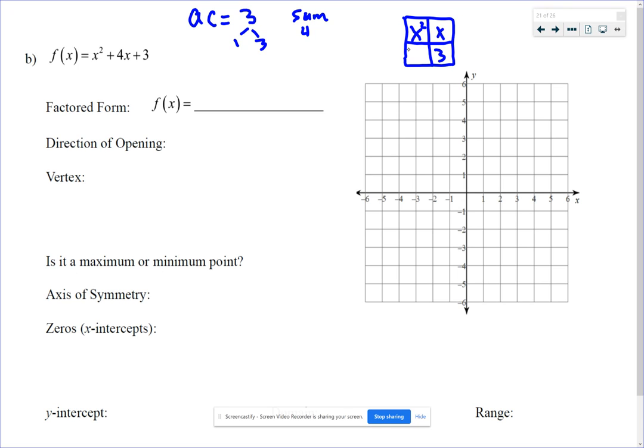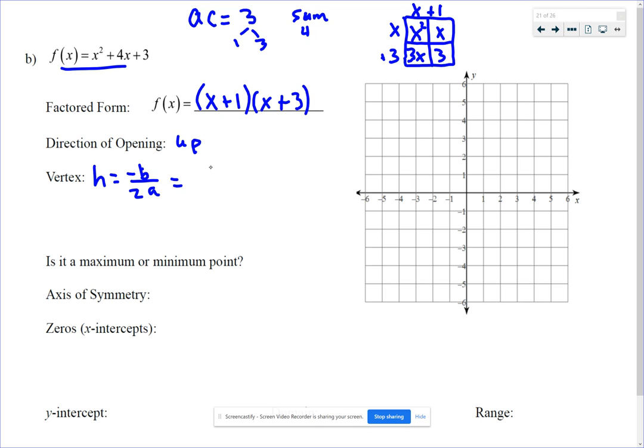I've got a 1x and a 3x. Find the GCF for the top row, bottom row, first column, second column. Our factors are going to be x plus 1 and x plus 3. All right? So we have our factored form. Direction of opening, we know this one's opening up because a is positive. The vertex, well, since it's already multiplied out in standard form up here as it was given, we could just do h equals negative b over 2a.